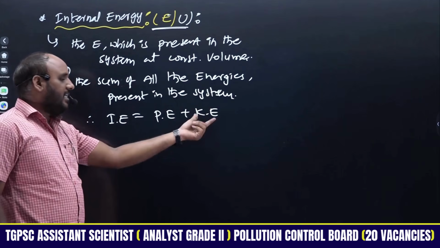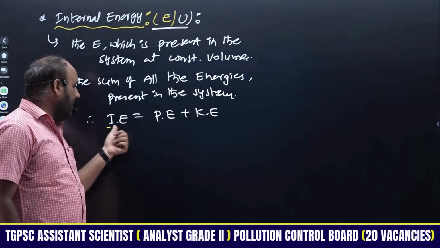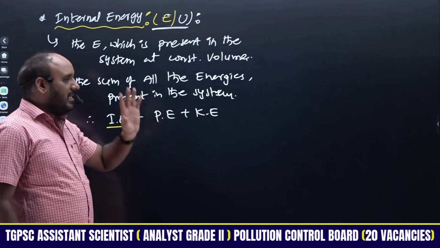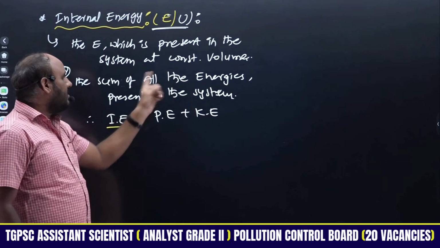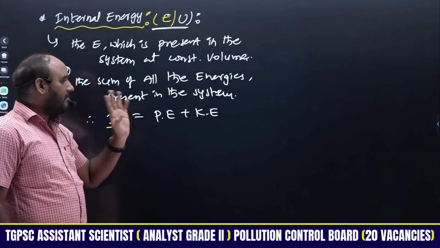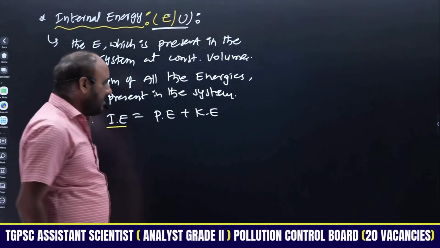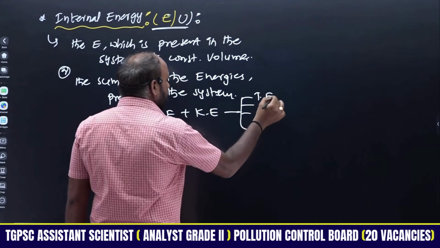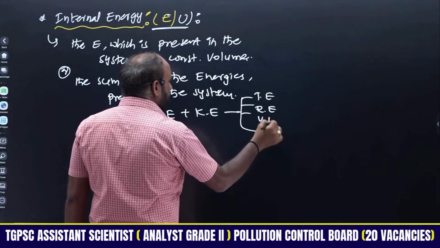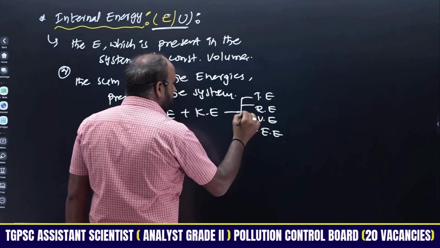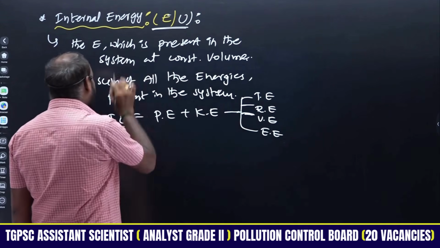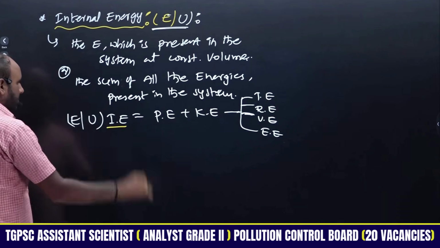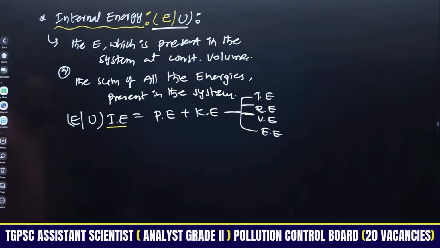Potential energy and kinetic energy, all the energies together we call internal energy. All these are in the system. The system is having energy internally, that is called internal energy, or the sum of all the energies present in the system, that are potential energy and kinetic energy. The kinetic energy may be translational energy, rotational energy, vibrational energy, then electronic energy. The sum of all these energies is considered as internal energy. This internal energy is denoted with E or U, right?